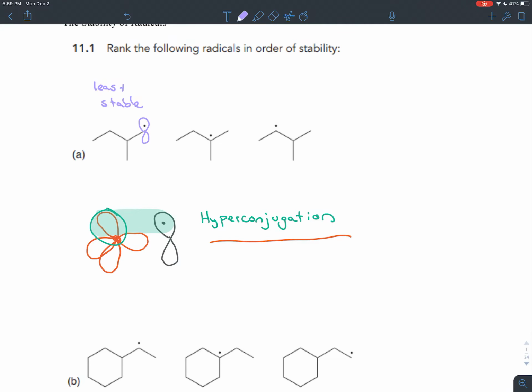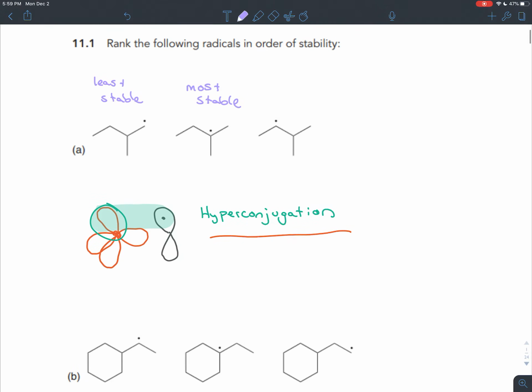A secondary radical would be in the middle. You'll notice that this carbon here that has the radical on it is bonded to two other carbons, so that's the next more stable radical here. And a tertiary radical of these three would be the most stable. So just like with carbocations, the more substituted the carbon is that has the radical on it, the more stable it is. And in this case, that stability is coming from hyperconjugation, where one of the lobes of a p orbital bleeds into one of the lobes of a neighboring sp3 orbital.